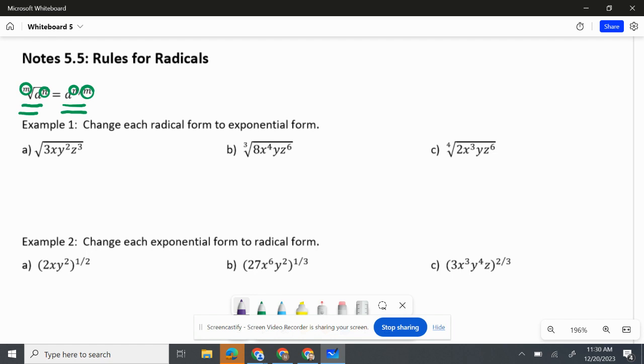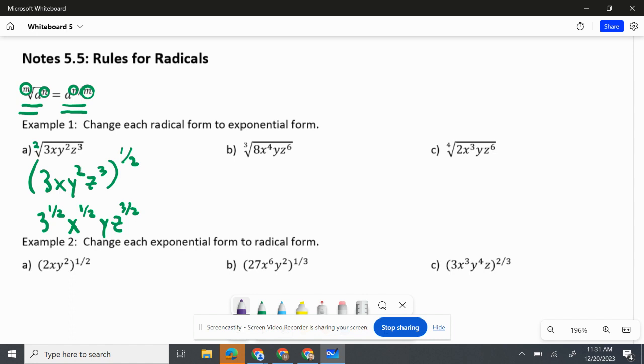into exponential form. With a square root, we could kind of think of it as a 2 inside. So what we have is 3xy squared z cubed, and that right there is to the 1/2 power. So we're going to distribute the 1/2 to each of the terms. So that would be 3 to the 1/2, x to the 1/2, y to the 2/2, which of course is 1, or you can just put y, and then we have z to the 3/2, and that's exponential form.